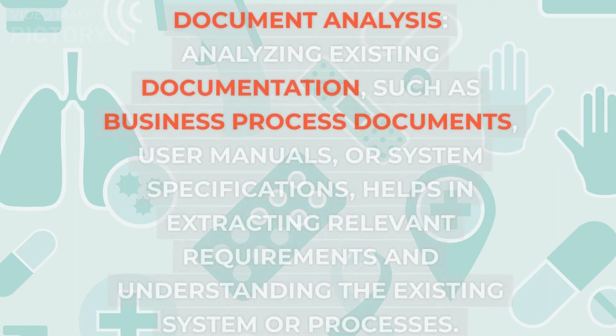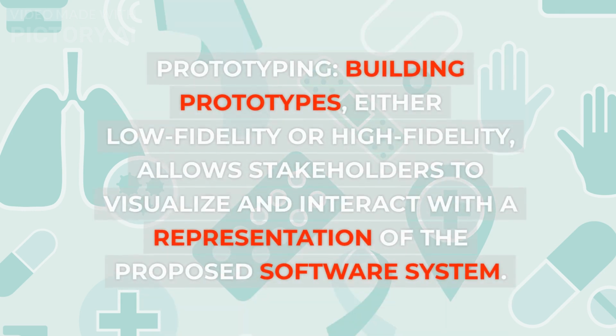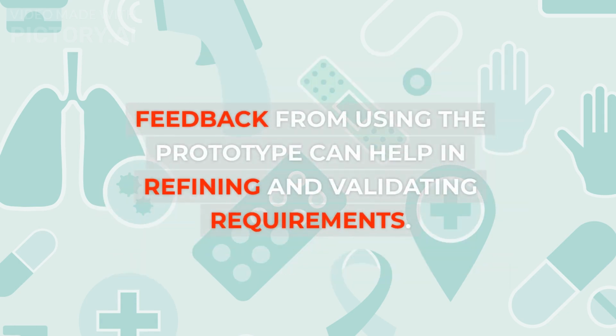5. Document analysis. Analyzing existing documentation, such as business process documents, user manuals, or system specifications, helps in extracting relevant requirements and understanding the existing system or processes. 6. Prototyping. Building prototypes, either low fidelity or high fidelity, allows stakeholders to visualize and interact with the representation of the proposed software system. Feedback from using the prototype can help in refining and validating requirements.